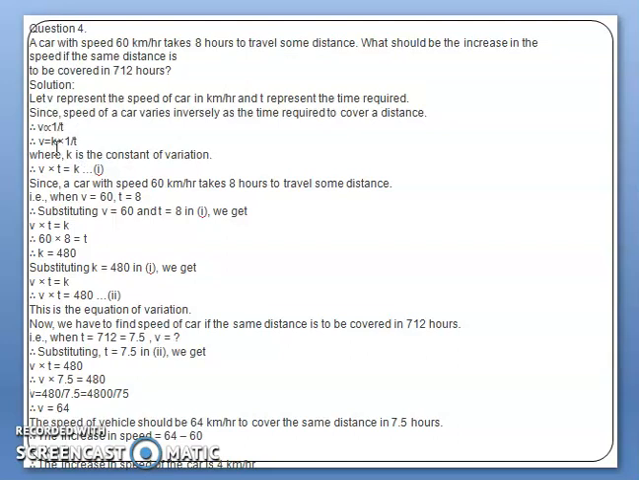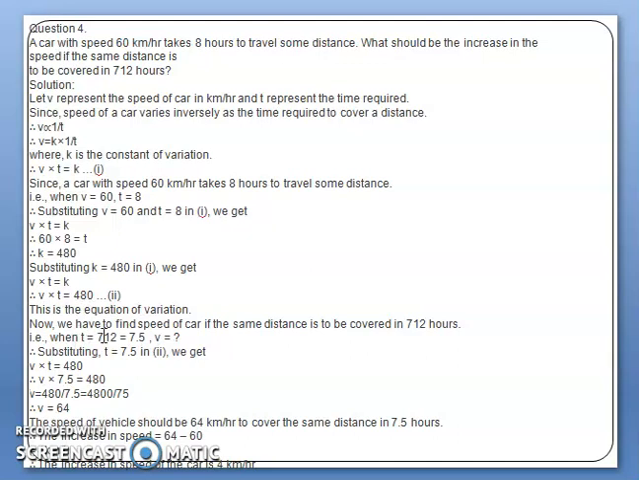That means V equals K multiplied by 1 upon T, where K is the constant of variation. So we get the equation V multiplied by T equals K. Since a car with speed 60 km per hour takes 8 hours to travel some distance, when V equals 60 and T equals 8, we can get the value of K, the constant of variation. So we got the value for K, that is 480. Substituting K equals 480, we get V multiplied by T equals 480, which is the equation of the variation.